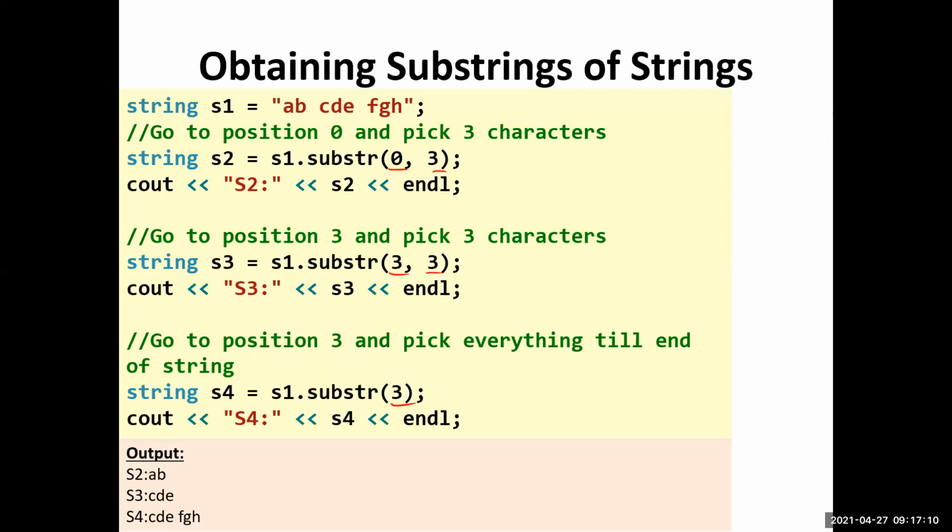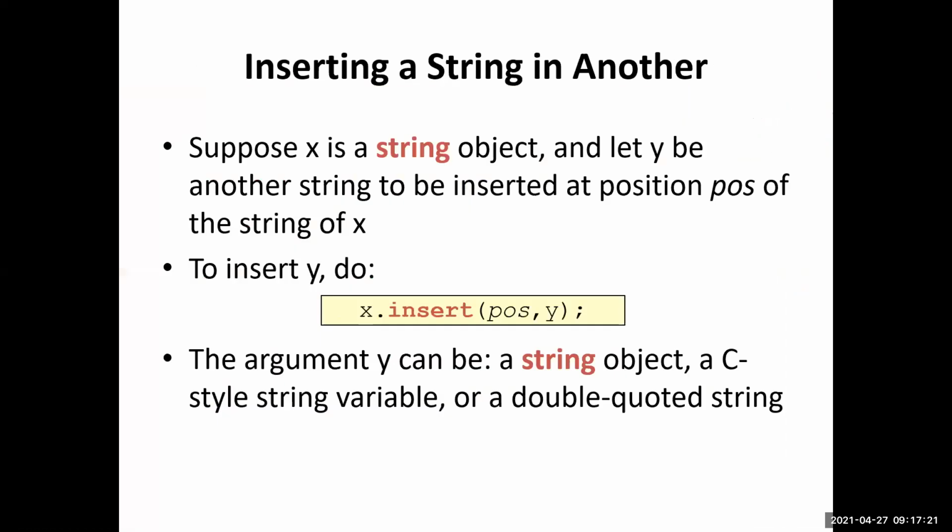It looks like a very simple function, but we'll see in the subsequent examples how you can use this simple function to solve a very complex problem. Okay, so the next function that we'll see is the insert function, where you want to update a string. Suppose you have a string and you want to change it, add something to it. You have two arguments. The first is where you want to insert, and the second argument is the position where you want to insert.